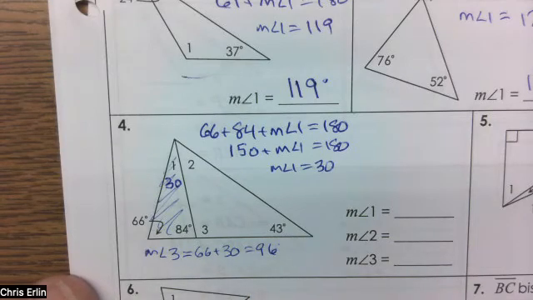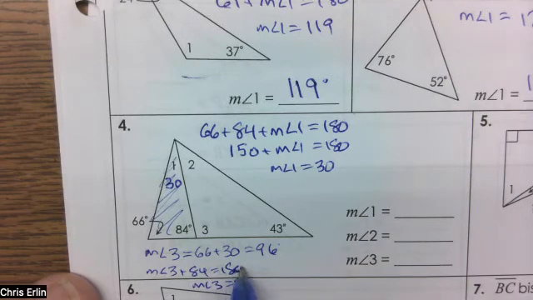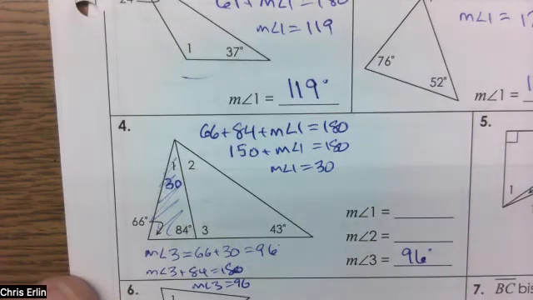Now, is that the only way we could have done it? No. What do you know about 84 and 3? What's their relationship? Supplementary, because they're a linear pair. So we could have said that the measure of angle 3 plus 84 is equal to 180. Subtracted, we get the measure of angle 3 is equal to 96 again. Same answer, just different ways.